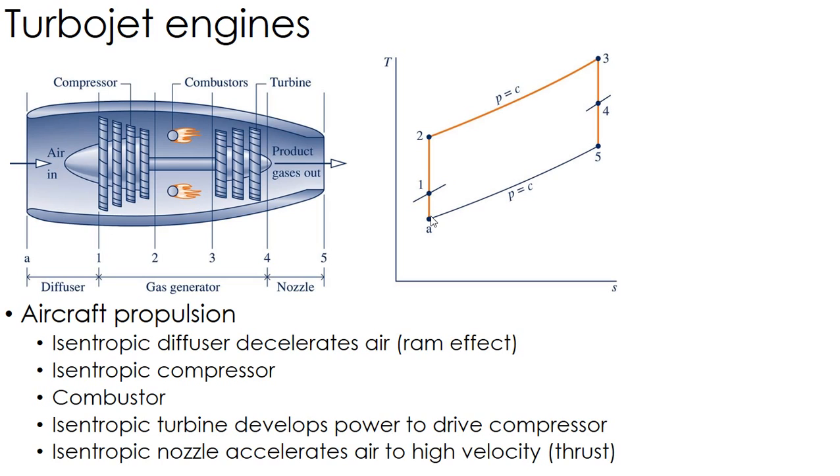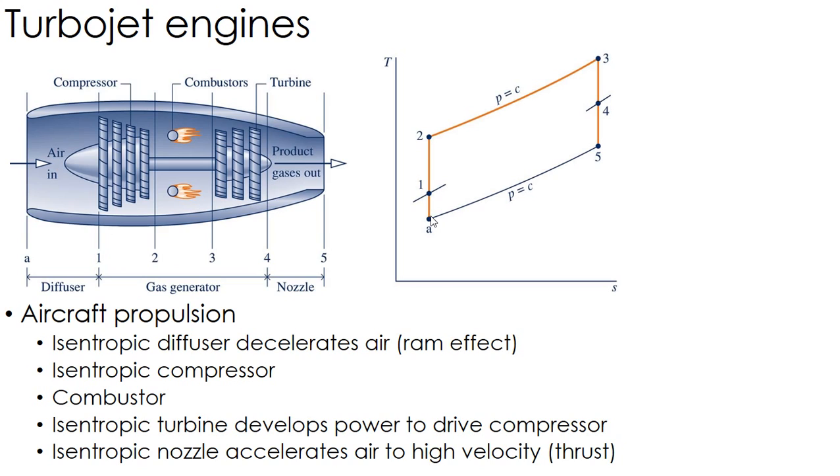Okay, and then at the end, I have the nozzle, also could be isentropic, could have an efficiency. And what it does is it accelerates that air to a high velocity, shooting it out the back and giving you the thrust that you need to propel the aircraft. Okay, so that's basically the turbojet in a nutshell.